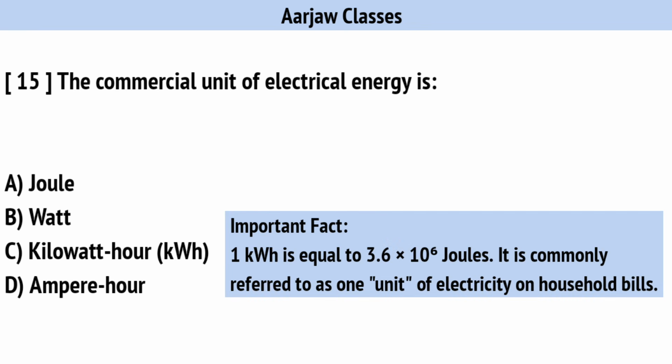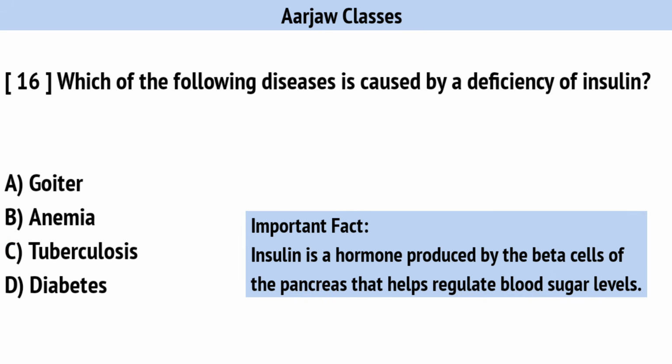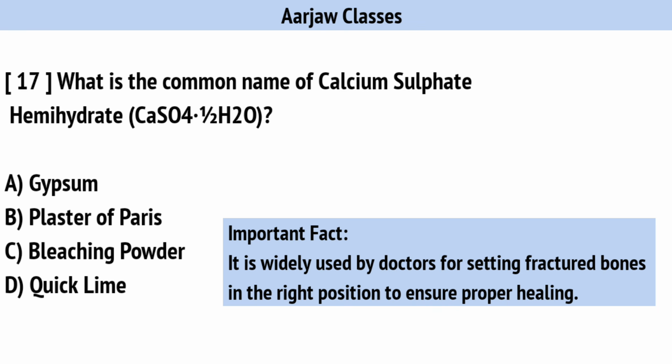The commercial unit of electrical energy is? Correct option is C, kilowatt-hour. Which of the following diseases is caused by a deficiency of insulin? Correct option is D, diabetes. What is the common name of calcium sulfate hemihydrate? Correct option is B, plaster of Paris.